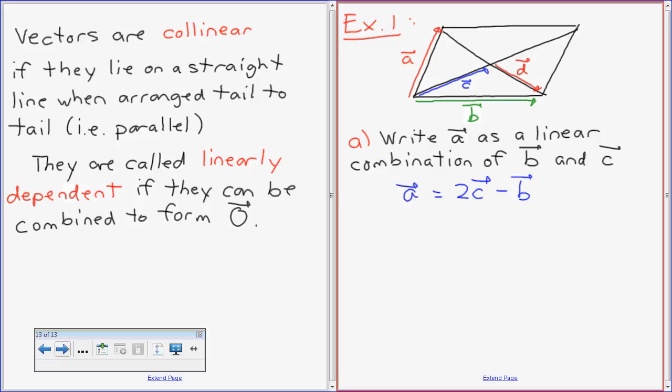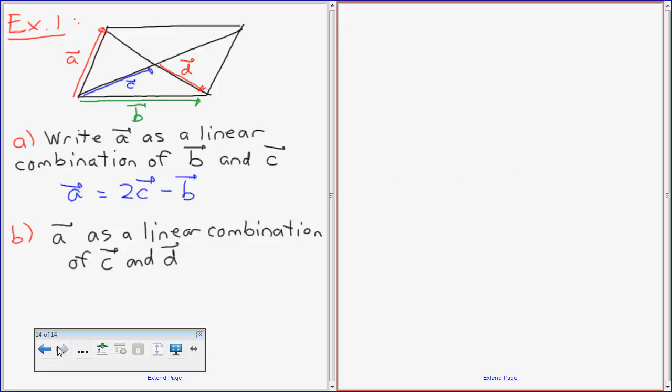Part B is going to say, sorry, Chris. A is a linear combination of C and D. And C is going to say B is a linear combination of A, C, and D.